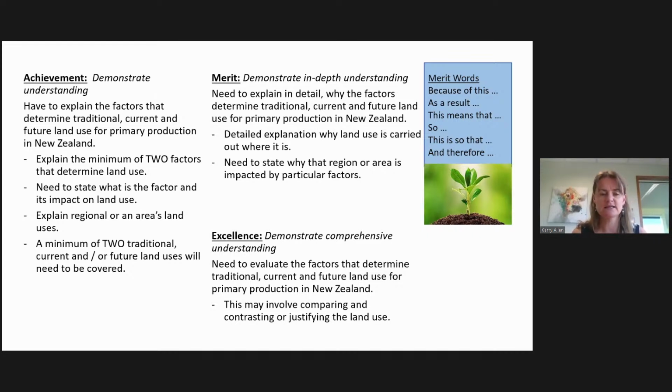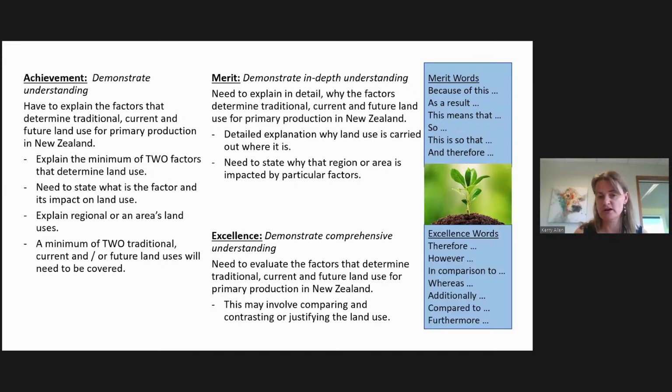And then lastly, for excellence, you're looking at evaluating those land uses and those factors. So how that land use has been manipulated by those factors, and which of those factors have played a bigger role or are more important or have determined the use of that land. So this will require some justification or some comparing and contrasting. And once again, I've given you some excellence words there to make those links happen.